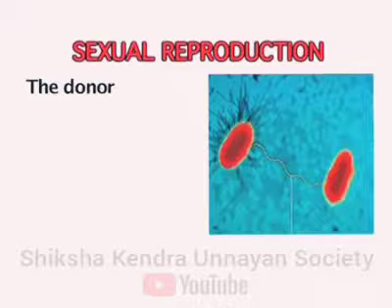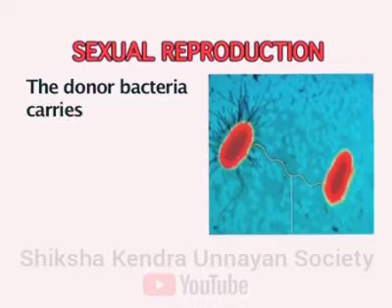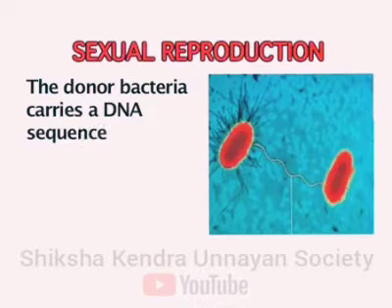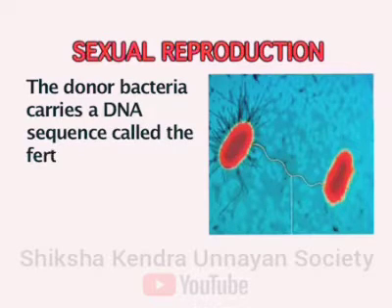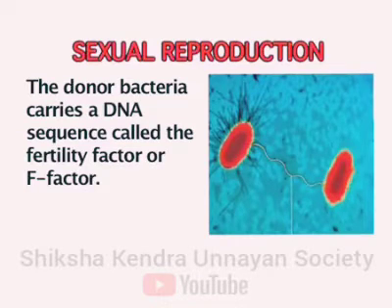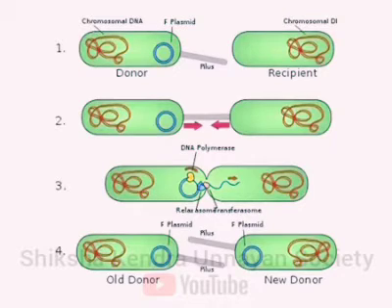The donor bacteria carries a DNA sequence called the fertility factor or the F factor. Typically, the genetic material is in the form of a plasmid or a smaller piece of DNA. The F factor in the cell allows this bacteria to produce a pilus. As you can see in this figure, the pilus which is given out from the bacteria that contains the F factor would form a protoplasmic bridge between the two bacteria.